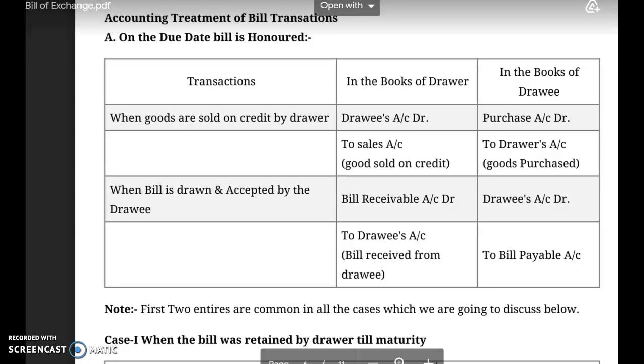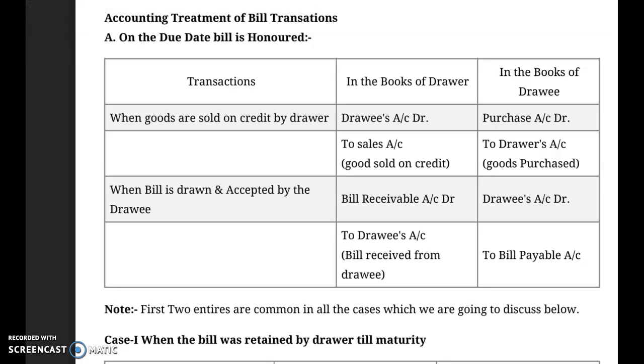Dear students, now we will discuss the very important segment of this lesson, that is the dishonor of a bill of exchange. Now please understand what we mean by the dishonor of a bill of exchange. Dishonor of a bill of exchange means when on the due date the drawee does not make the payment of the bill. When on the date of maturity, due to any reason, the payment of a bill has not been received, it is known as the case of dishonor of a bill.